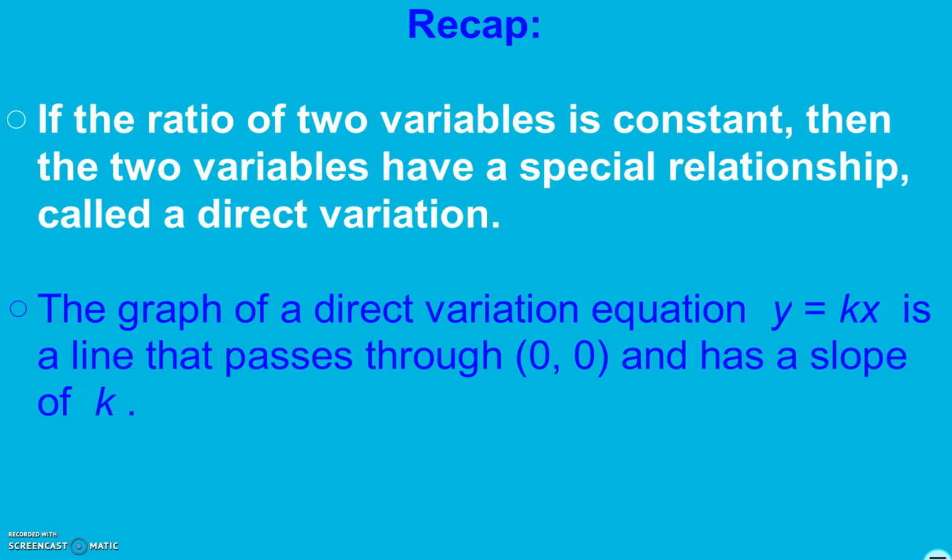Quick recap here. If the ratio of two variables is constant, then the two variables have a special relationship called the direct variation. The graph of a direct variation equation, y equals k times x, is a line that passes through 0, 0 and has a slope of k. And that's all I have for section 5.2.